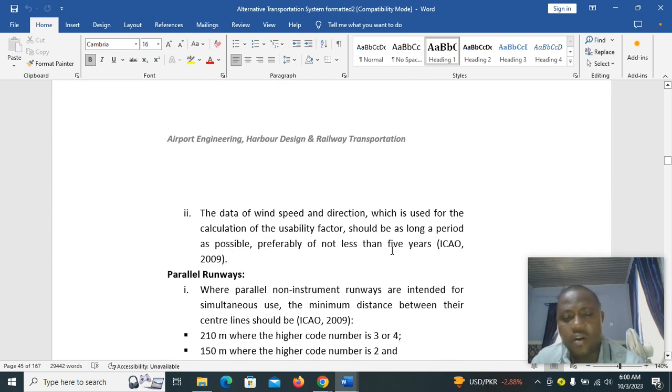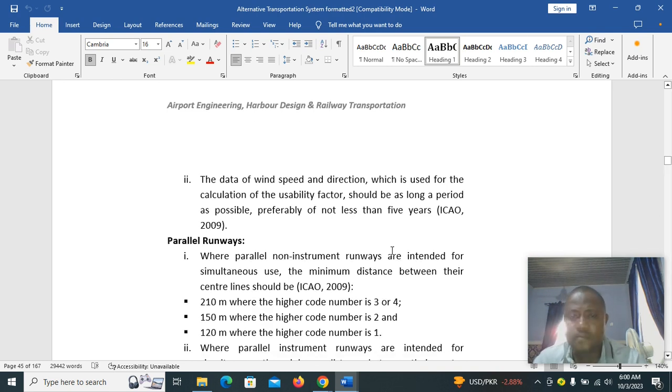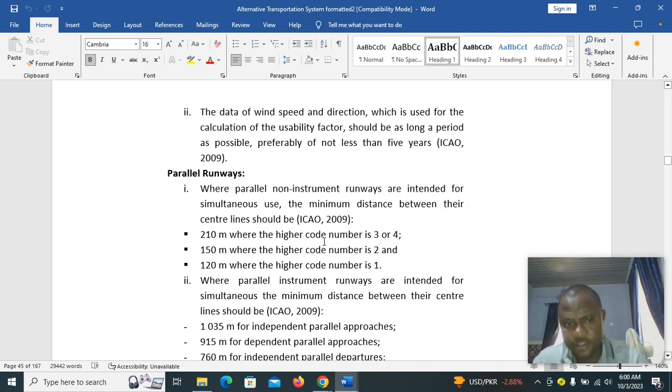The data of the wind speed and direction, which is used for the calculation of the usability factor, should cover as long a period as possible, preferably not less than 5 years. So we shouldn't use just any gathered data. To study the fogginess, the wind distribution, and the wind speed, we also need meteorological data that is not less than 5 years.